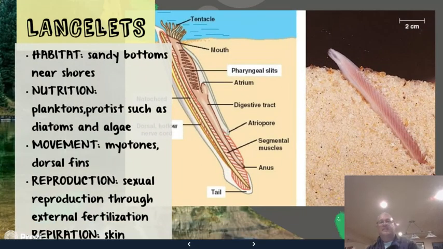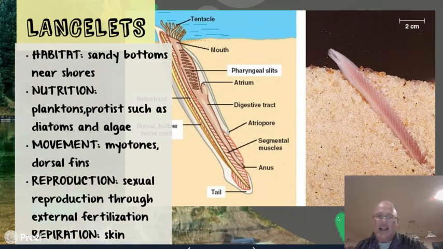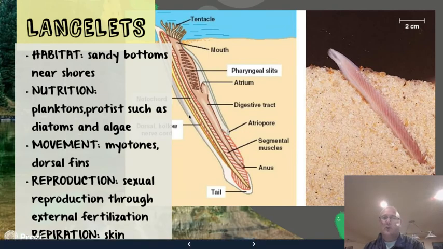Okay, the lancelets. These guys are kind of rare. They're found in sandy bottoms near shores. These guys are going to be marine organisms found on beaches. They're going to be filter feeders, feeding off of plankton and protists. So you see the tentacle here. They're going to reach out and filter feed through the organisms that swim by it.